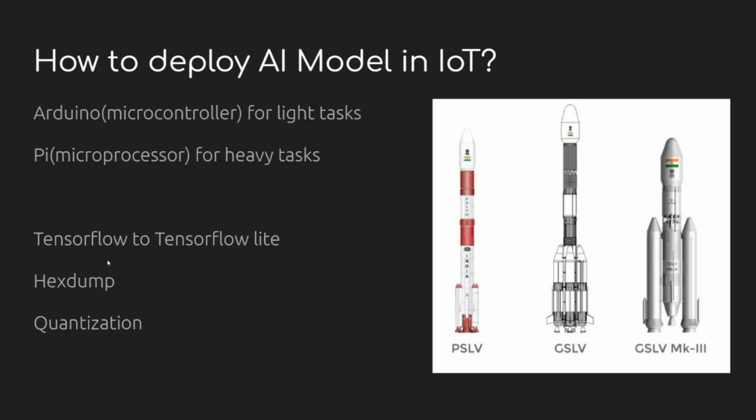The next point here is that sometimes we use something called a hex dump. Instead of putting it as code directly into the Arduino, we can make a hex dump of the same model. That will be easier. Then you have something called quantization, which I'll explain further.